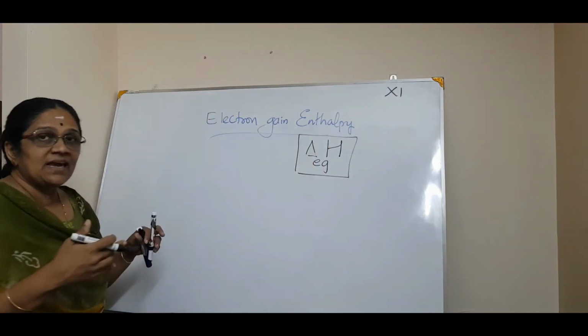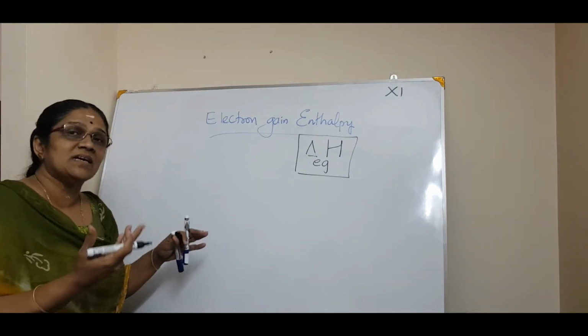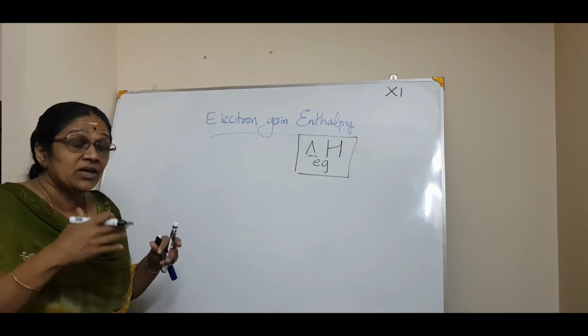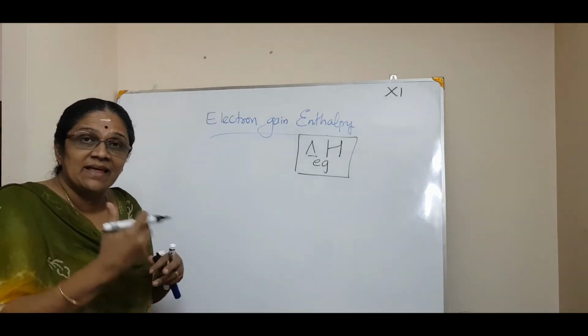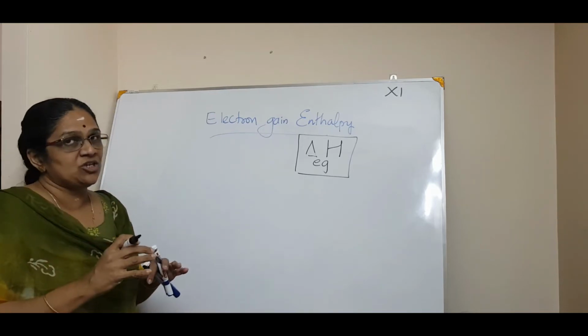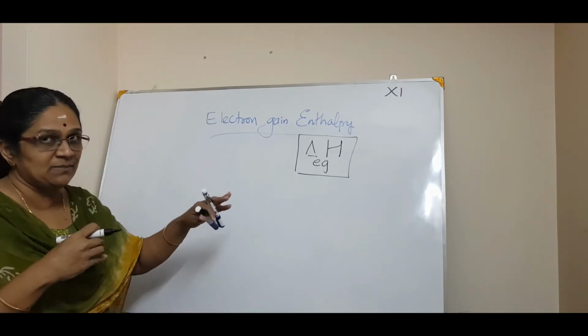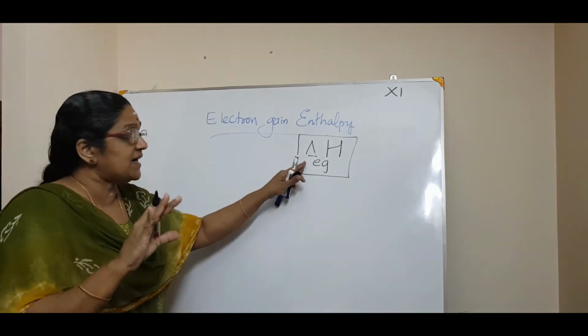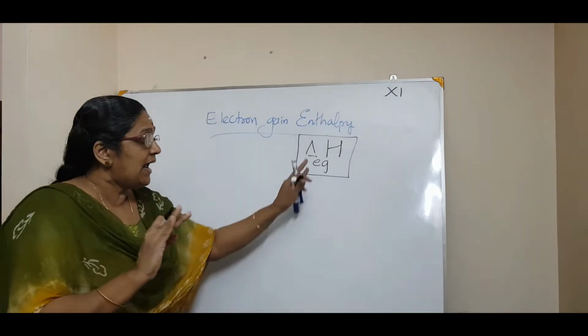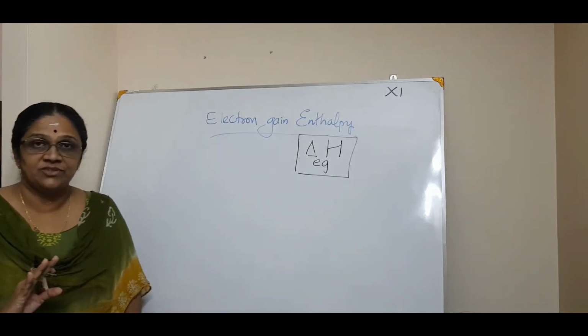You can never say enthalpy directly, but always in thermodynamics we say change in enthalpy. You can only have a change, you cannot have a direct enthalpy calculation. You can only have a change in enthalpy calculation that you will study in thermodynamics. Just understand that this is written as delta H eg, where Eg is called electron gain and enthalpy is delta H, change in enthalpy.